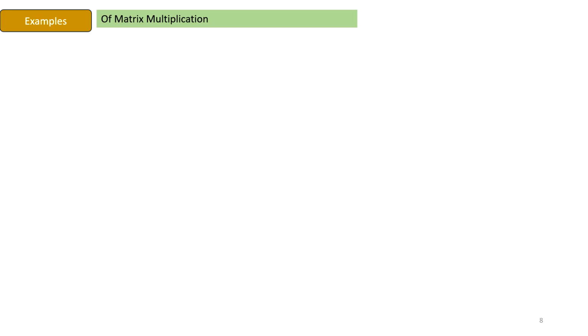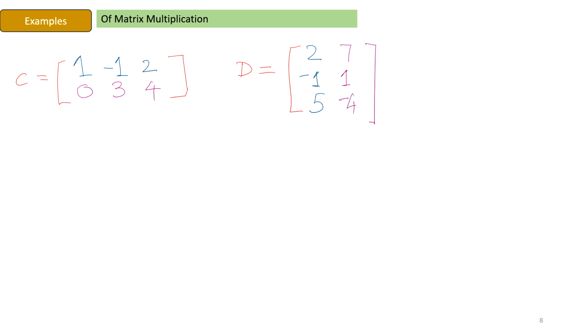Examples of matrix multiplication. Let C be a 2 by 3 matrix. Let D be a 3 by 2 matrix. Both will have 6 elements. The product of C and D will result in a new matrix CD, which will be of order 2 by 2.